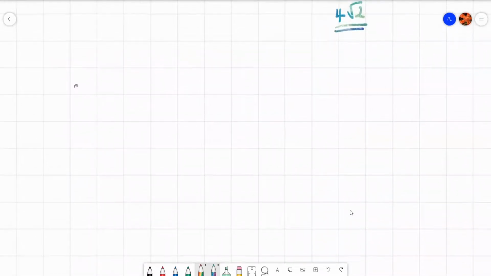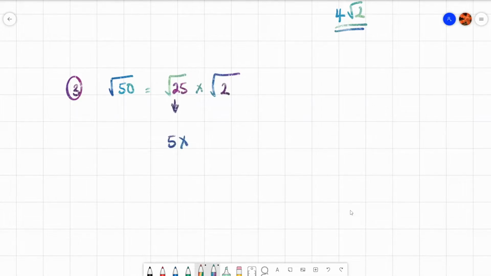So third example, let's have a look at square root 50. So two numbers that multiply together to make 50, with one of them being square. So I could think of 25 times 2. 25 is square, isn't it? Because the square root of 25 is 5. And I can't simplify square root 2 any further because there's no square number that goes into 2. So it's just 5 root 2.